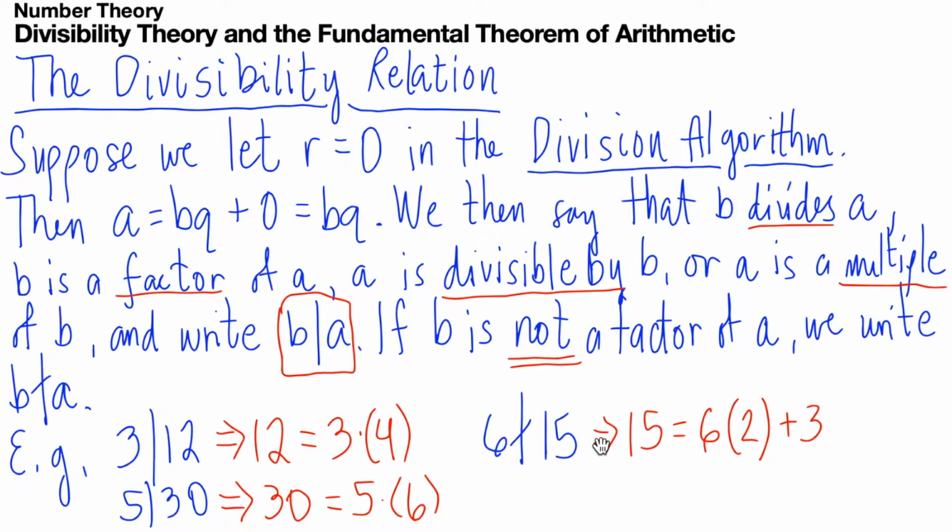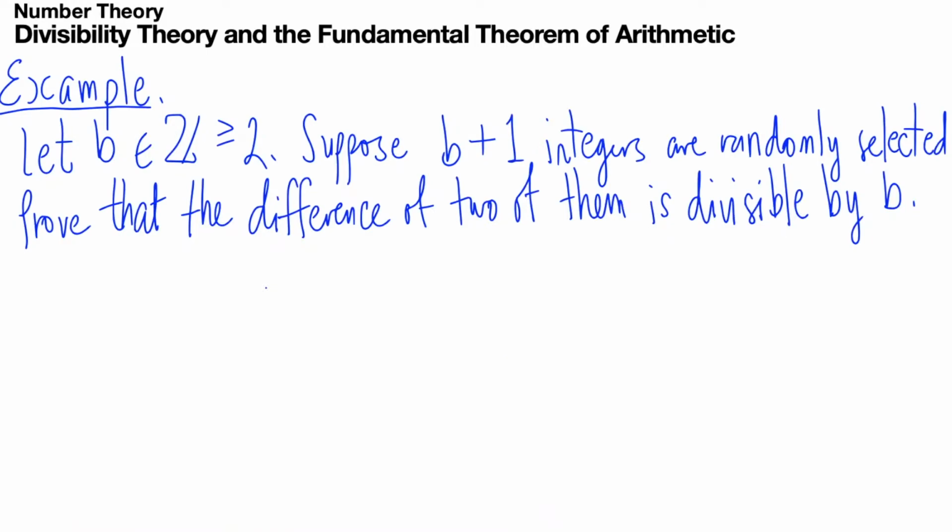Just right before this video, you should watch the Pigeonhole Principle, because our next example will be using that. So, one example for the divisibility relation. Let b be an integer, strictly greater than or equal to 2. Suppose there are b plus 1 integers which are randomly selected. Prove that the difference of two of them is divisible by b. Again, b plus 1 integers are randomly selected. Prove that the difference of two of them is divisible by b.